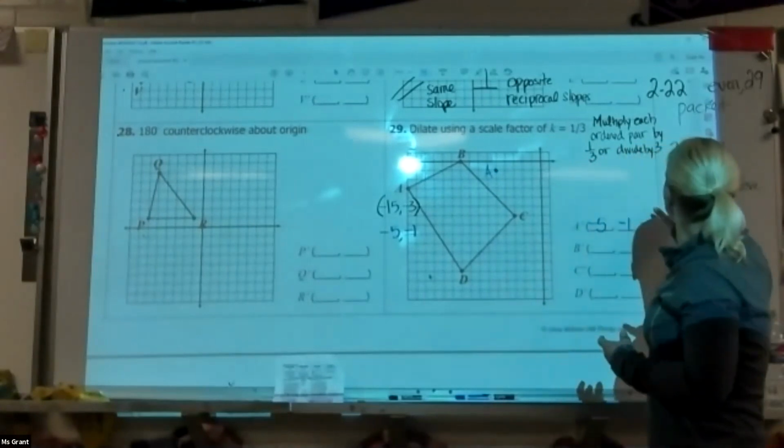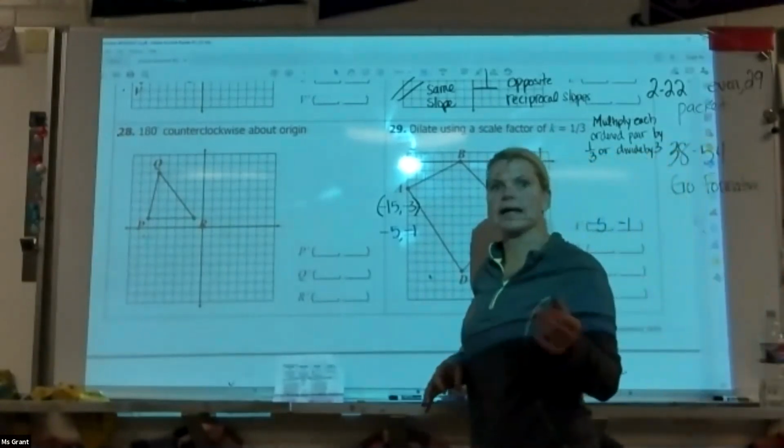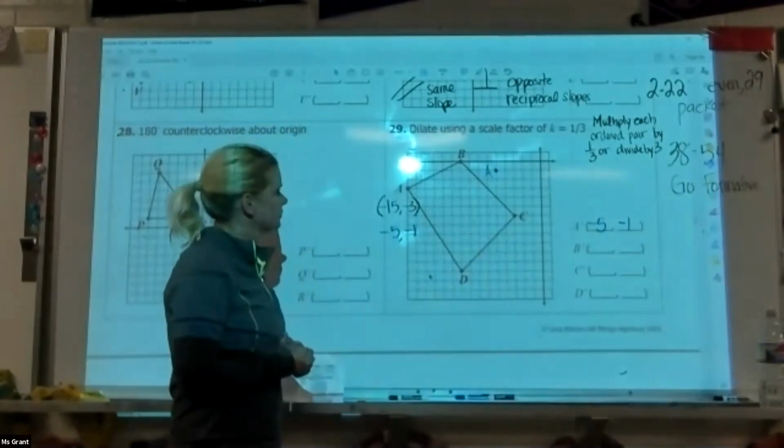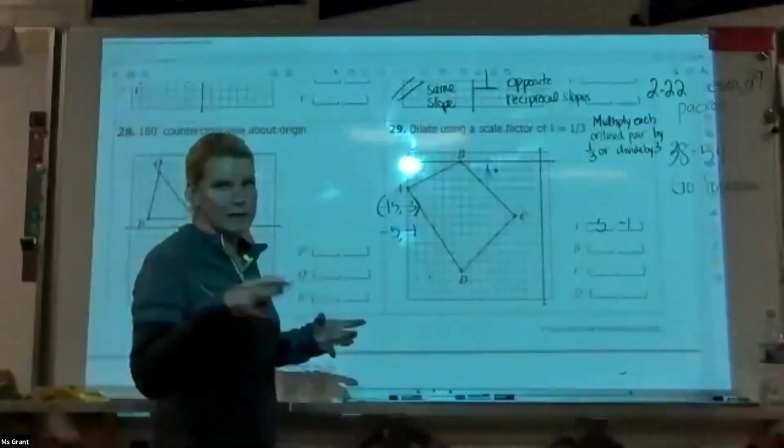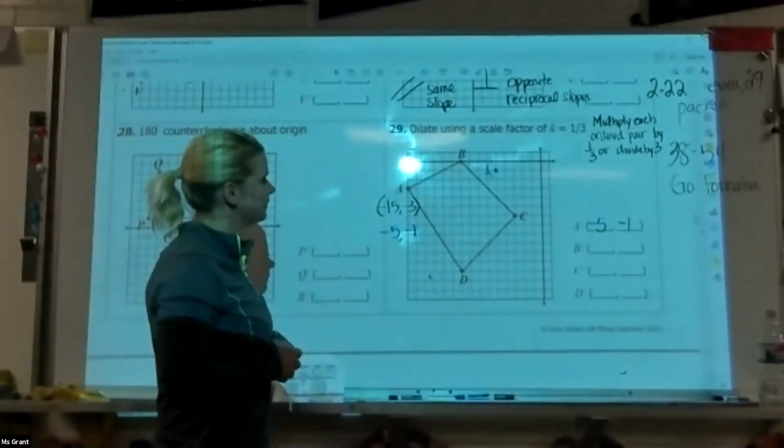So on Go Formative, you're doing 38 through 54. It's about these topics. Okay? And we're going to go through that in class tomorrow, which will be here in person, right?